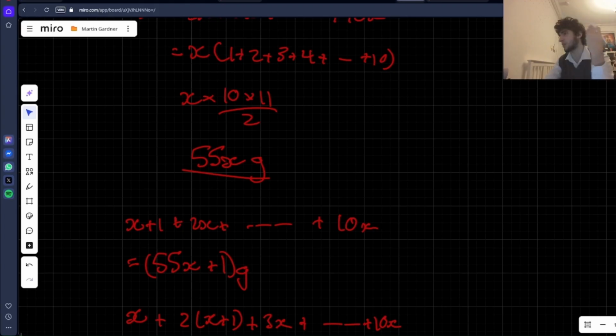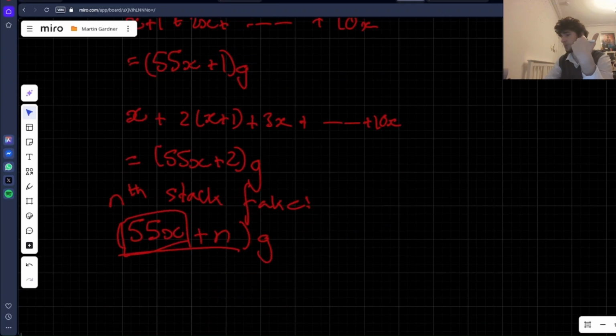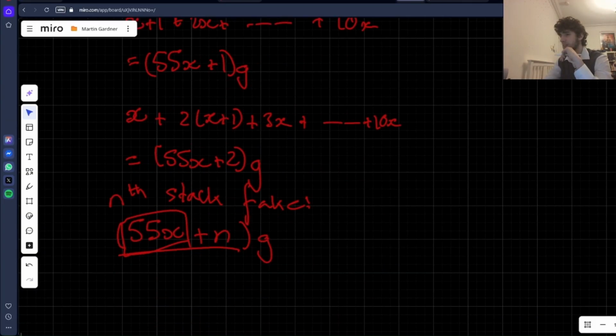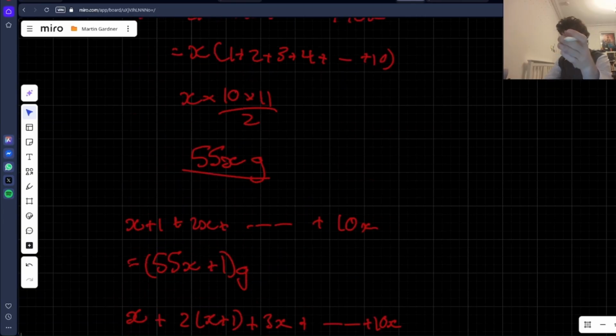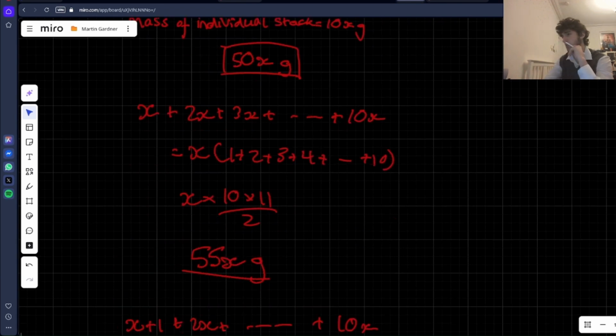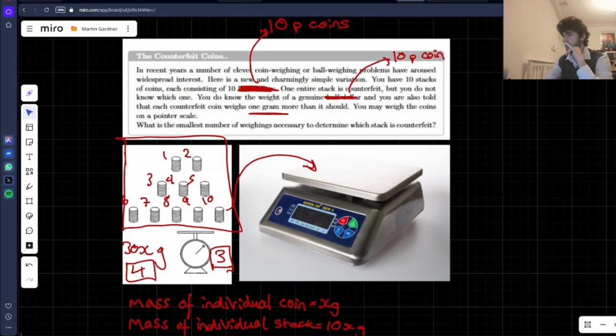from a theoretical mass that would be achieved if every single stack was composed of real coins, which is 55x grams. So taking your observed mass and taking the difference between that and this theoretical mass, we can figure out what n is, and then n is just the specific stack, as I've illustrated here with the cases with the first and second stack being fake. So n is just the specific stack which is fake. So it'll just be some number from 1 to 10.